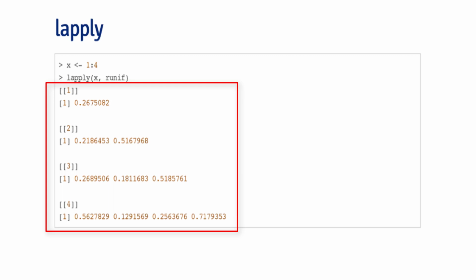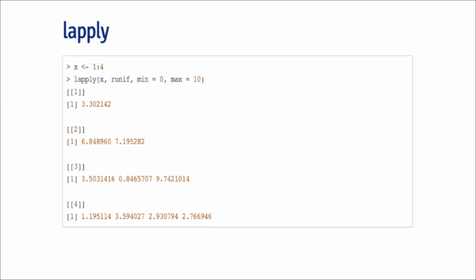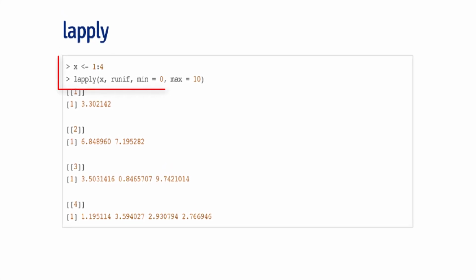And so you will note here, if you know the runif function, you will know that it has other arguments beyond the number of uniforms to generate, but those other arguments have default values, so I don't need to specify them here. Now suppose I want to call the runif function on each one of these elements of x, but I didn't want to just generate a uniform between 0 and 1, which is the default. Suppose I want to generate a uniform between 0 and 10, and so now I need to pass some arguments to the runif function which are not the default values.